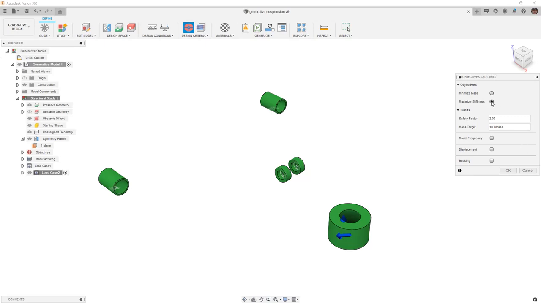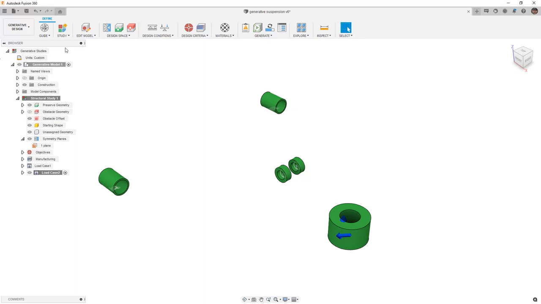For our case, we're going to focus on maximizing the stiffness with a safety factor of 2 and the mass target of 10 pounds. We're going to say OK and make sure that we do save this design before moving on.